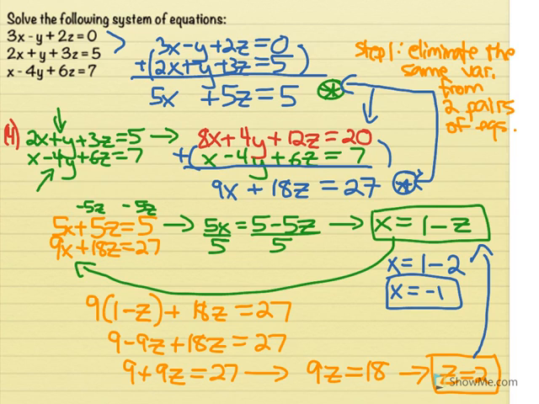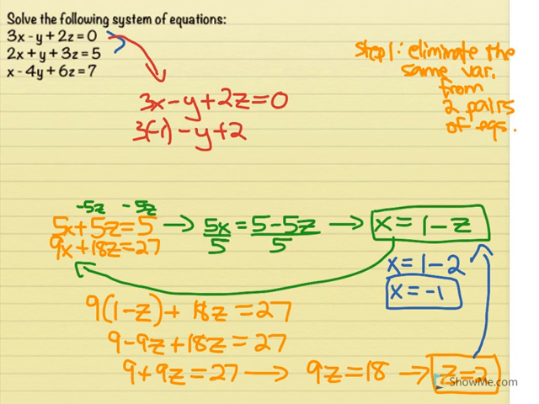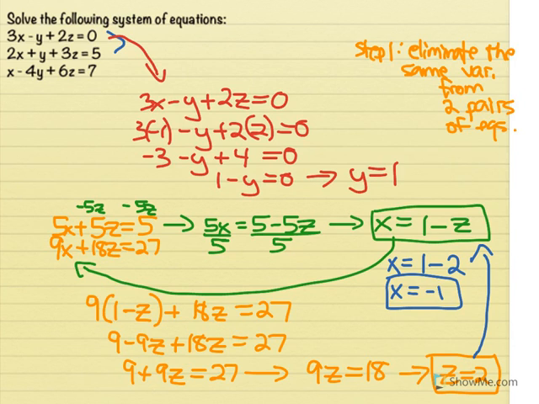Let me make some room here. Okay, so now we can just put x equals negative 1 and z equals 2 into one of the first equations. So I'll put it right in the first one. So I'll write 3x minus y plus 2z equals 0. That's this first equation here. But now 3, I know what x is, negative 1. We don't know y. Plus 2, and z is 2, equals 0. Negative 3 minus y plus 4 equals 0. 1 minus y equals 0. So y has to equal 1.